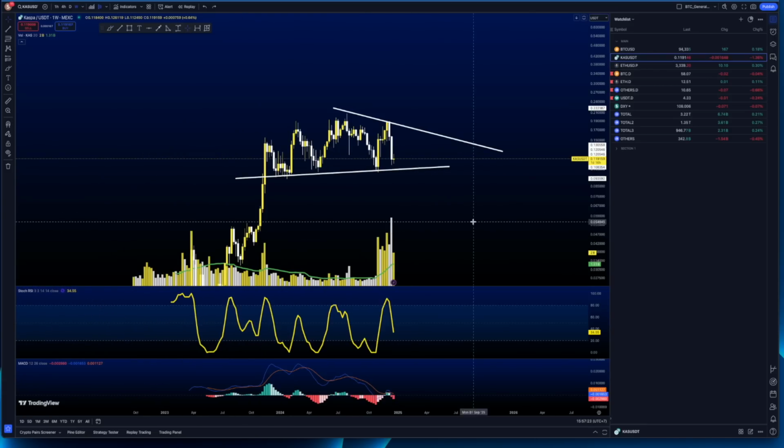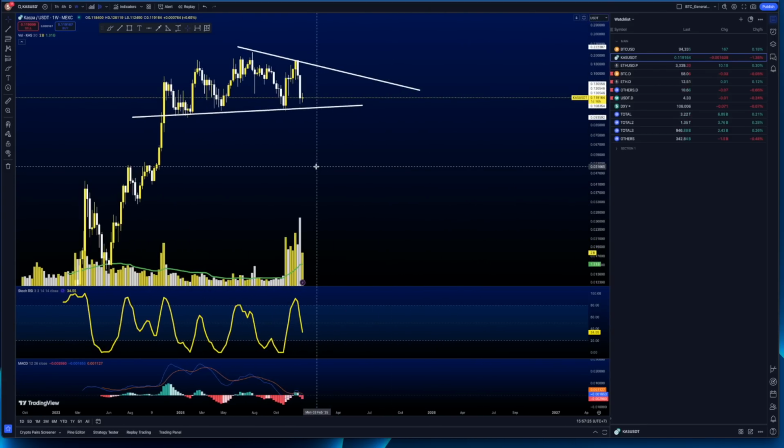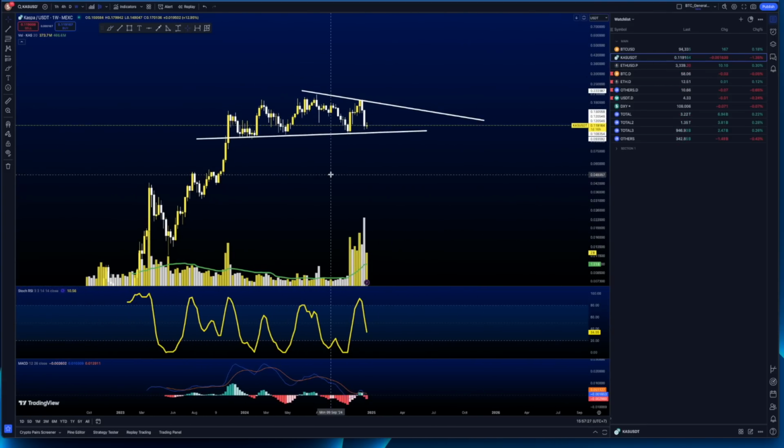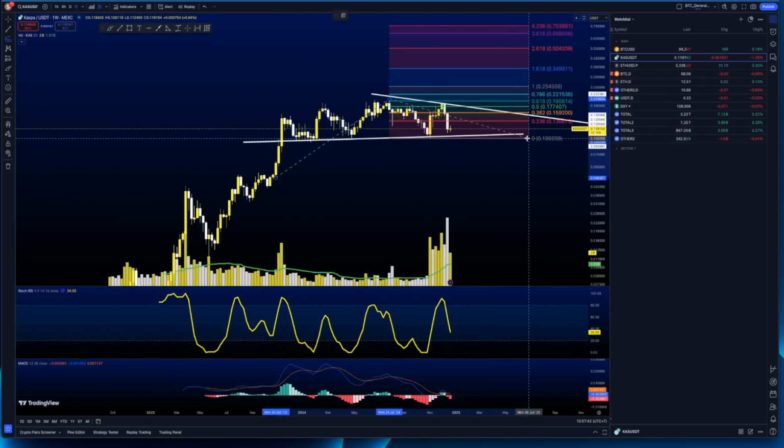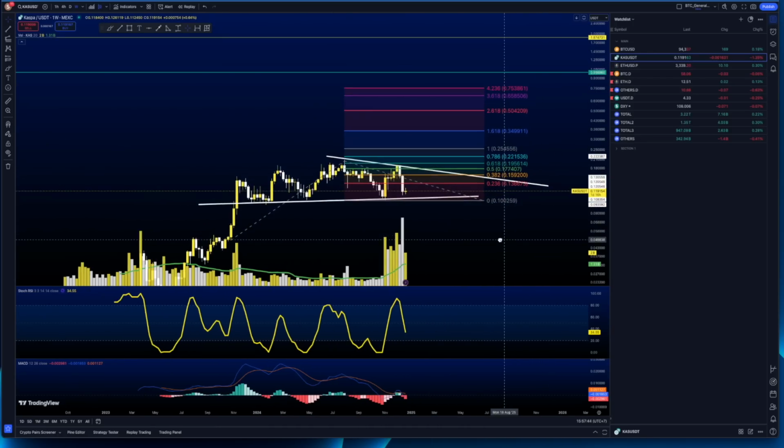Okay, now let's have a look at the Fibonacci extension, right? I do like to draw these Fibonacci extensions every now and then, and refresh our potential targets. So I'm going to do it from the time when Kaspa basically started pumping up to all-time highs, down to the lowest point in recent times.